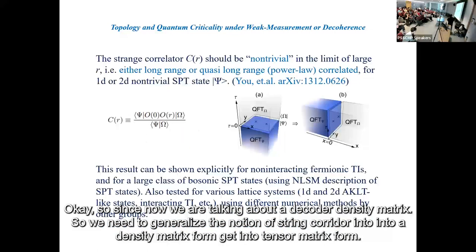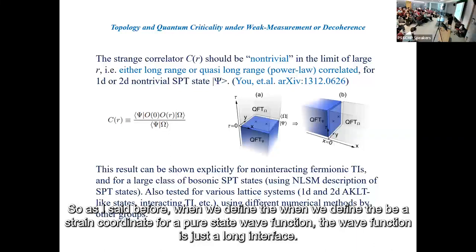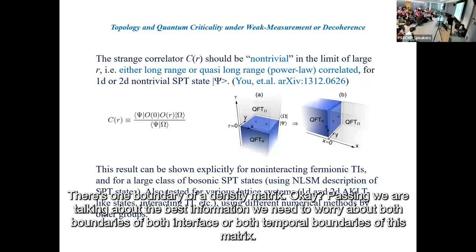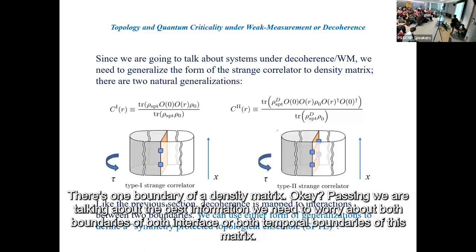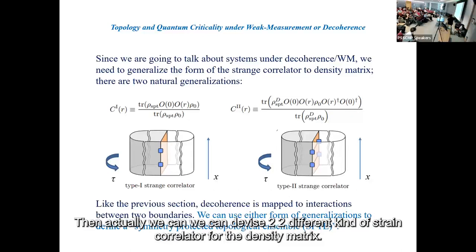As I said before, when we define the strain correlator for a pure state wave function, the wave function is just one boundary of a density matrix. But since we are talking about the density matrix, we need to worry about both temporal boundaries of the density matrix. Then we can devise two different kinds of strain correlator for the density matrix.